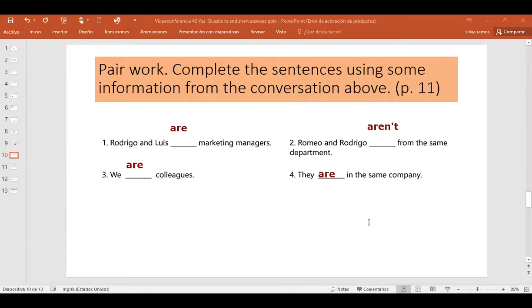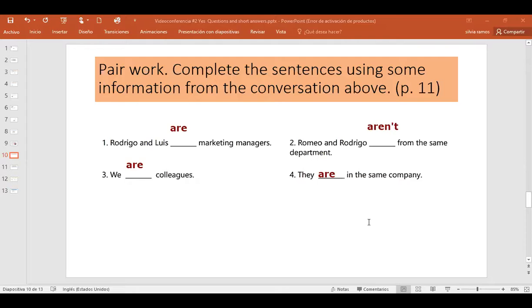No, voy a decir eso mismo. Okay. Emerson, can you please read sentence number 1 and 2? Por favor, lea los ejemplos 1 y 2. Rodrigo and Luis are marketing managers. Mm-hmm. 2. Romeo and Rodrigo aren't from the same department. Department, okay, very good. Department.